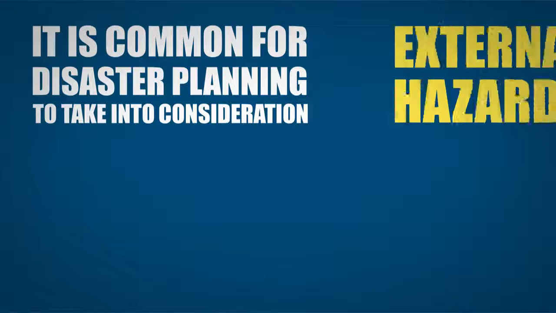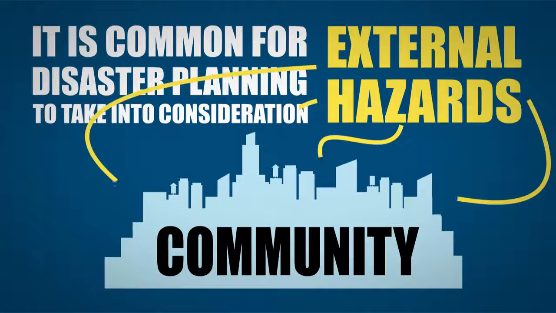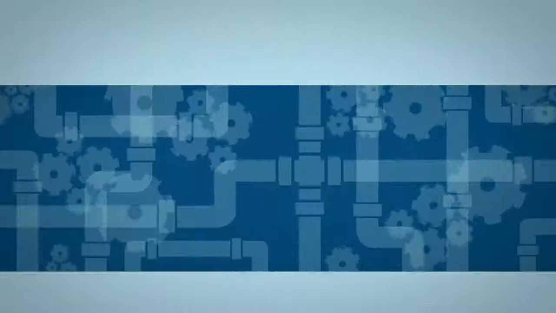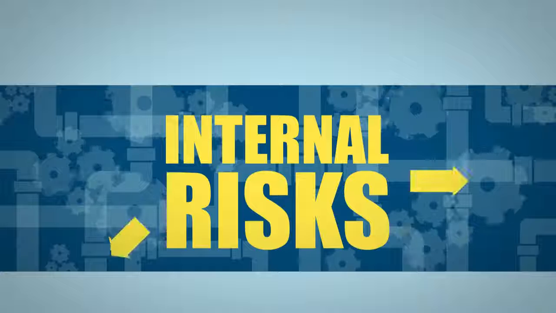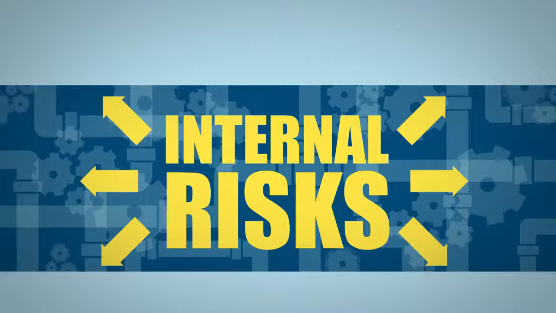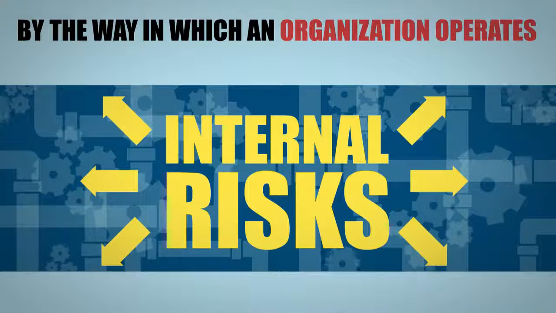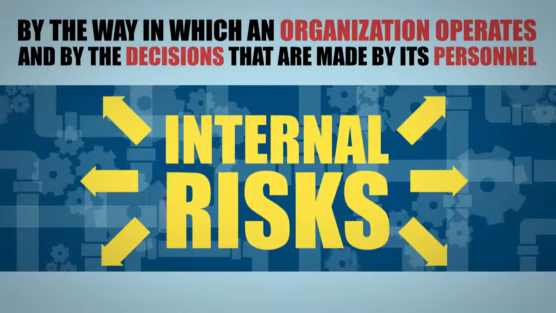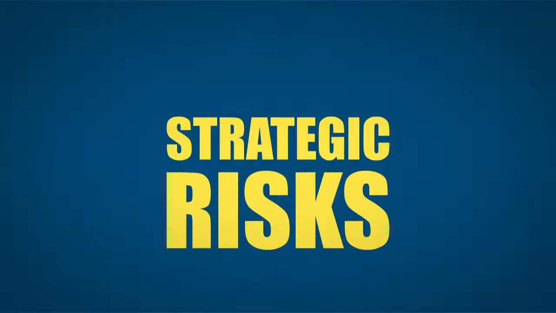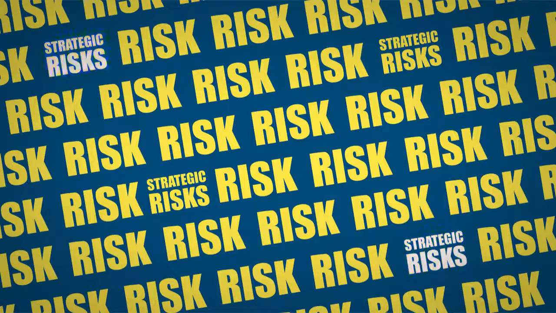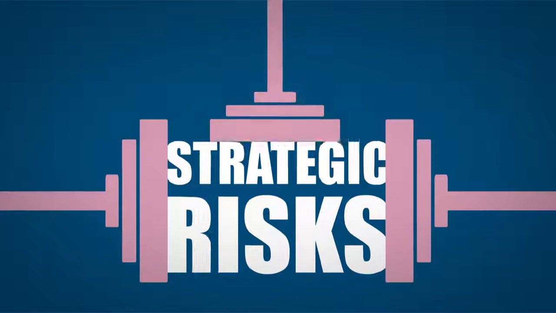It is common for disaster planning to take into consideration external hazards that might threaten a community, but in many incidents there are also internal risks that may not have been considered in traditional preparedness planning. These risks are created by the way in which an organization operates and by the decisions that are made by its personnel. These are known as strategic risks. Strategic risks are not easy to identify, and they're difficult to mitigate.